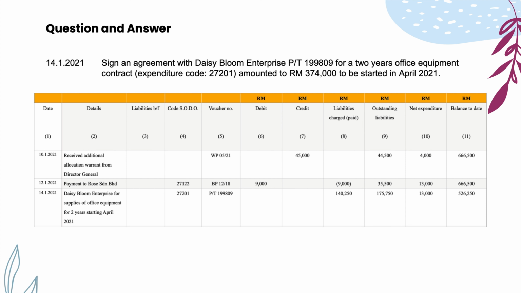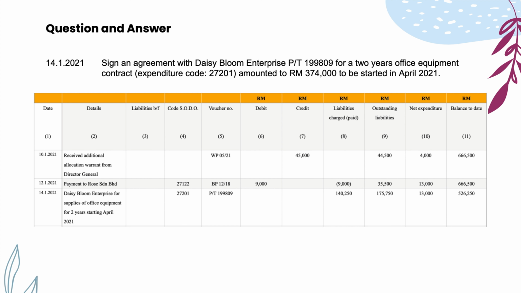The 9th transaction is on the 14th January 2021. An agreement has been signed with Daisy Blooms Enterprise, PT 199809, for a 2 years office equipment contract with the expenditure code 27201 amounting to 374,000 ringgit to be started in April 2021. It will only affect Part 3 of the vote book.